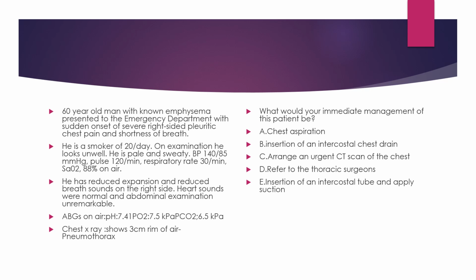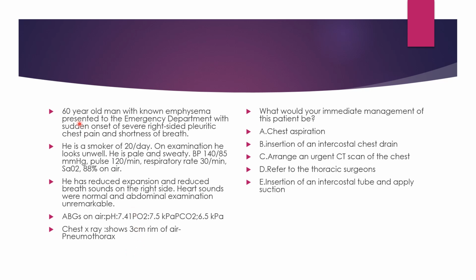So here is an example of an MCQ. This 60-year-old man came to the emergency with sudden onset of severe right-sided pleuritic chest pain and shortness of breath, and he's a smoker. On examination, he looks unwell, pale and sweaty, respiratory rate is 30, pulse rate is 120, and his saturations are 88 on room air. There is reduced expansion and reduced breath sounds on the right side, and heart sounds are normal. Abdominal examination is unremarkable. So everything in this case is suggestive of acute onset pneumothorax. The ABG is done, which shows hypoxia, and chest X-ray shows a 3 centimeter rim of air, which is suggestive of pneumothorax.